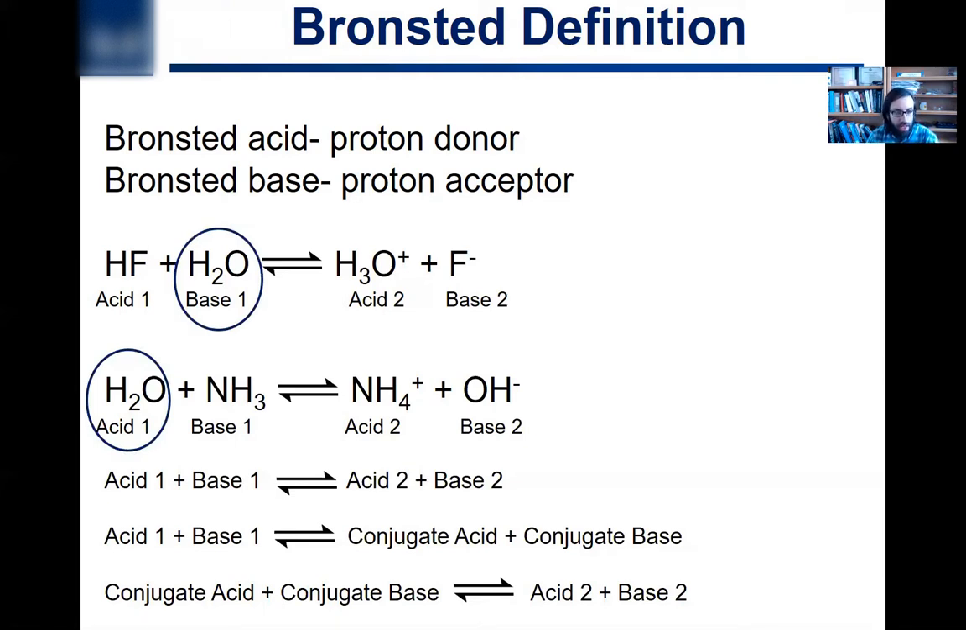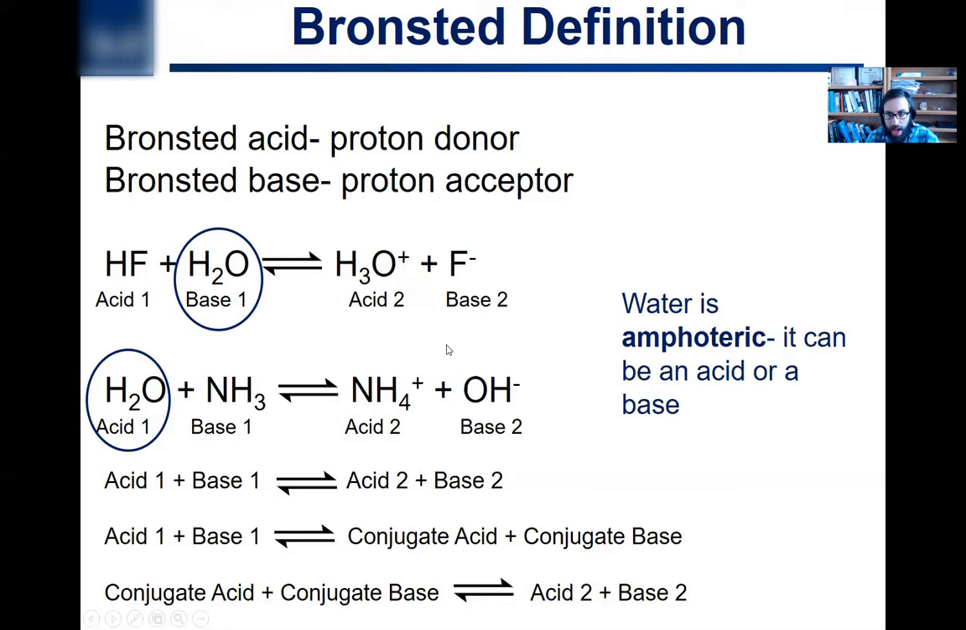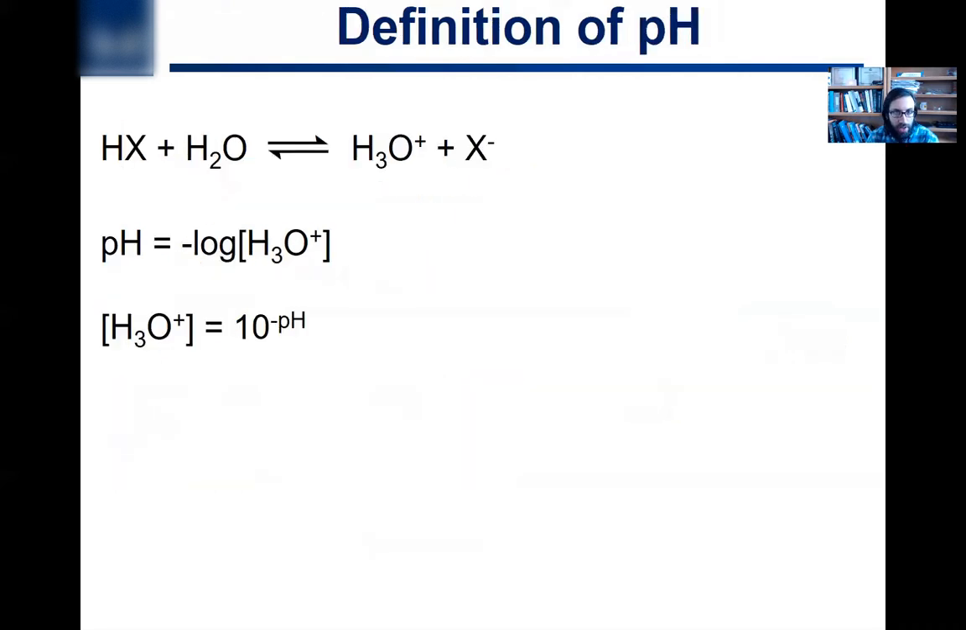One thing you'll notice here is that in these two expressions, in the first one water was a base, and in the second one water was an acid. We give a special name when something can be an acid or a base. We call it amphoteric. So water can donate or accept protons, and we call water amphoteric. It can be an acid or a base.